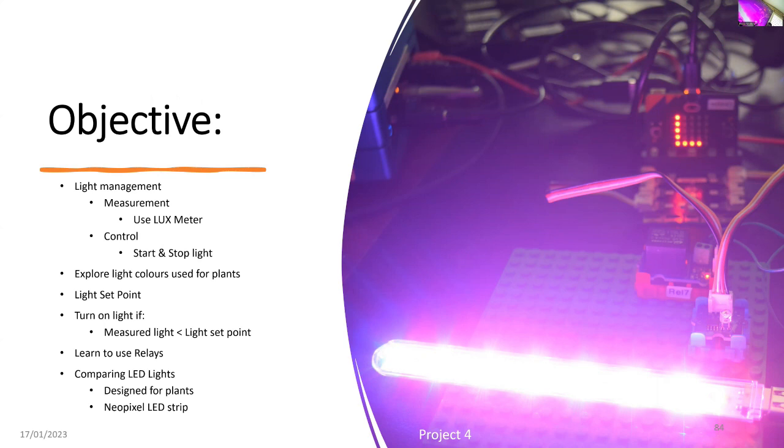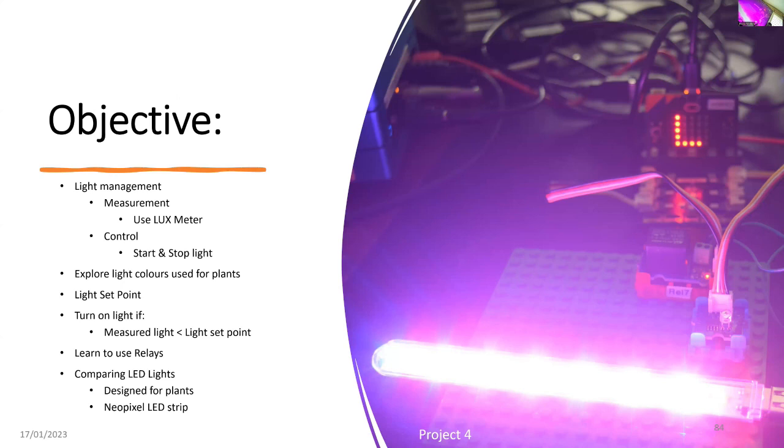We can also have a look at what are the best colors used for plants. Since we'll be using LEDs, we have a selection of colors to choose from. And we'll have a look at lighting levels where we have mixtures of artificial and sunlight.